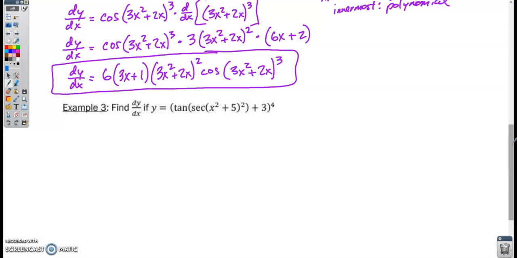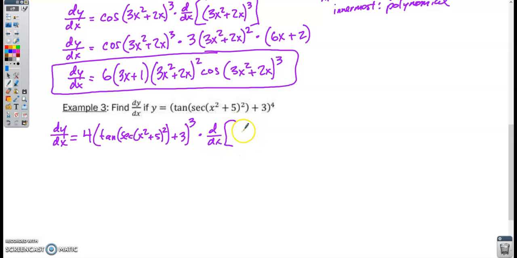This is going to be complex because we are going to apply the chain rule, probably 4 or 5 times here. So we need to start with the outermost and work our way in. It's just more steps and more complicated. So the outermost function is raising to the 4th power. So it's going to be 4 times the tangent of the secant of x squared plus 5 quantity squared plus 3, all to the 3rd power. That's the derivative of the outside, leaving the inside the same, times the derivative of the inside.